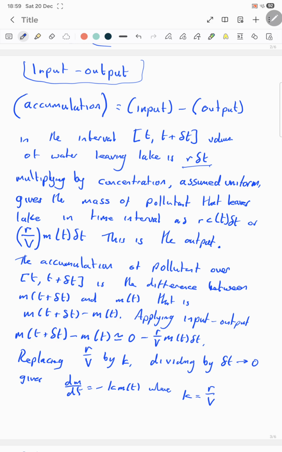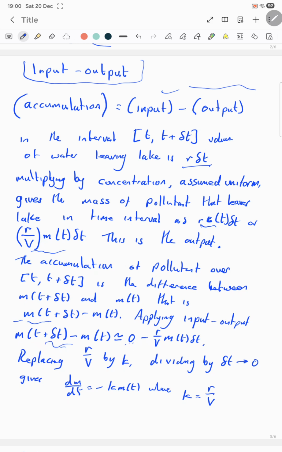So multiplying by concentration, which is assumed to be uniform, gives the mass of pollutant that leaves the lake in the time interval: R C of T delta T, or R over V M of T delta T. Now this is the output. The accumulation of pollutant over T to T plus delta T is the difference between M of T plus delta T and M of T. That is M of T plus delta T minus M of T.